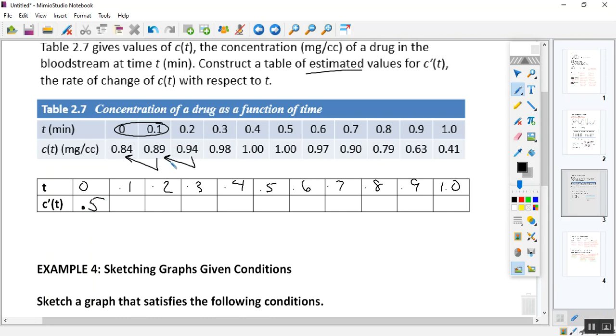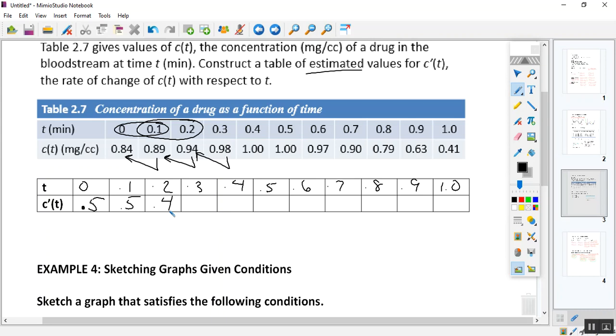Okay, let's do the next one for 0.1. What's a good rate of change? What's 0.94 minus 0.89? 0.05. And then the change from here to here would be 0.05 again, right? We see that this is 0.05 and we move back to 0.5, so we can make this very easy. A good change at 0.2 might be 0.4. 0.98 minus 0.94 divided by this change up here of 0.1.